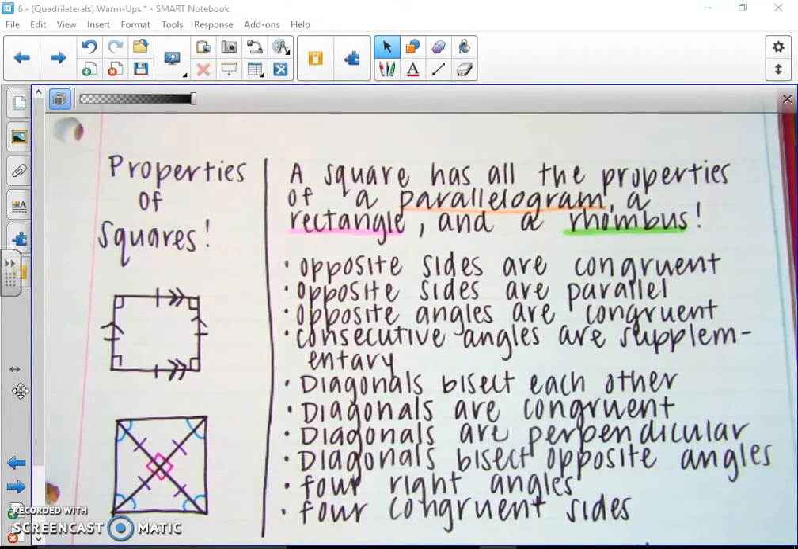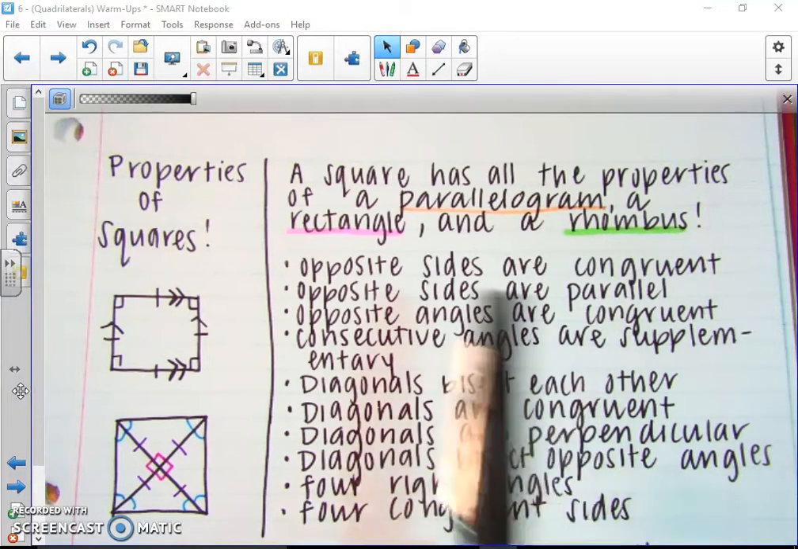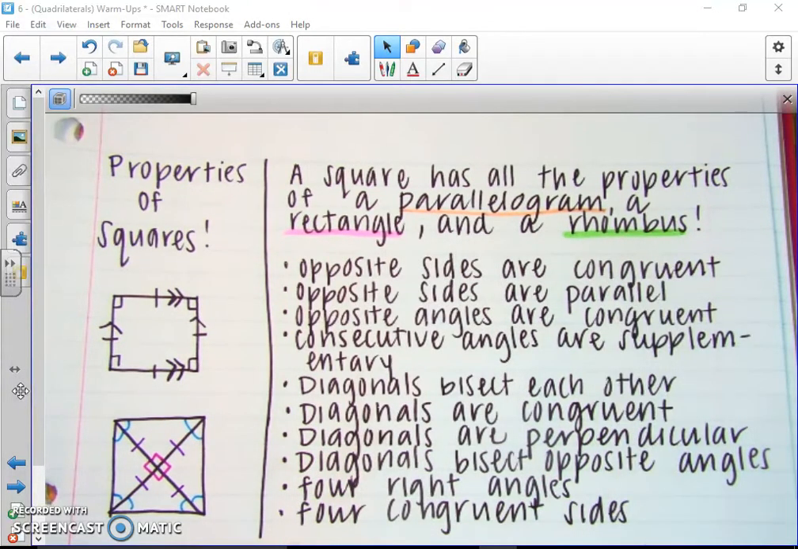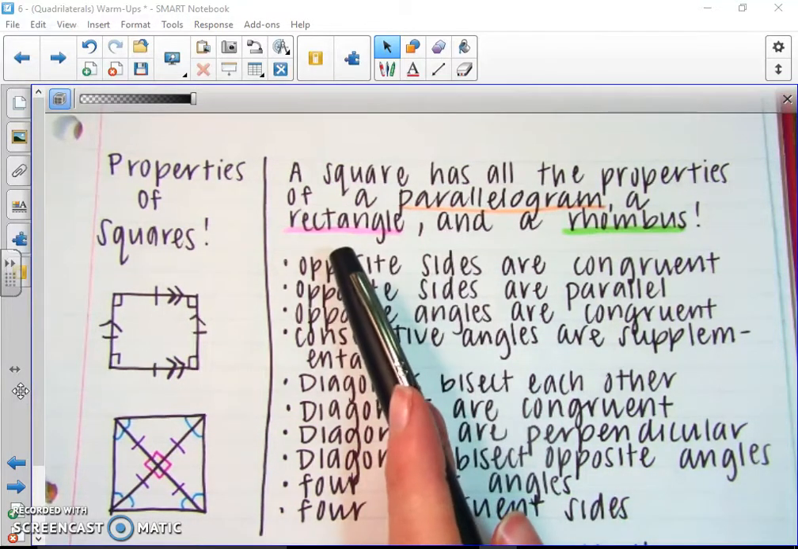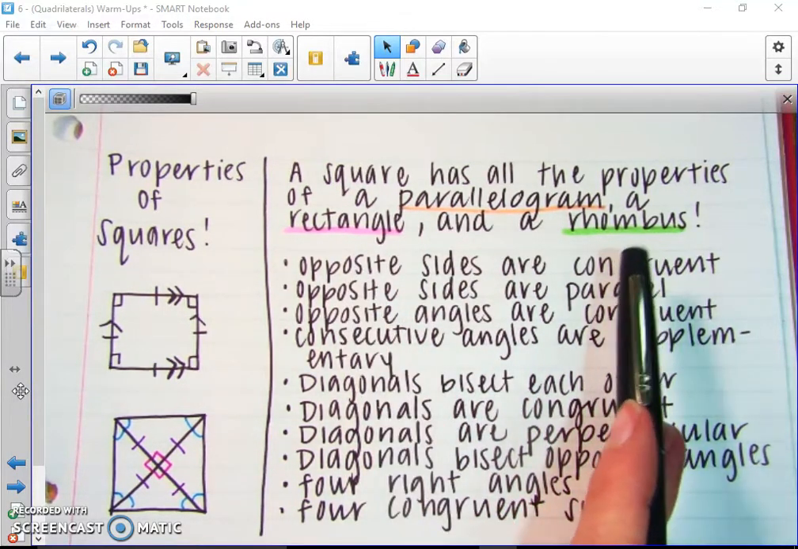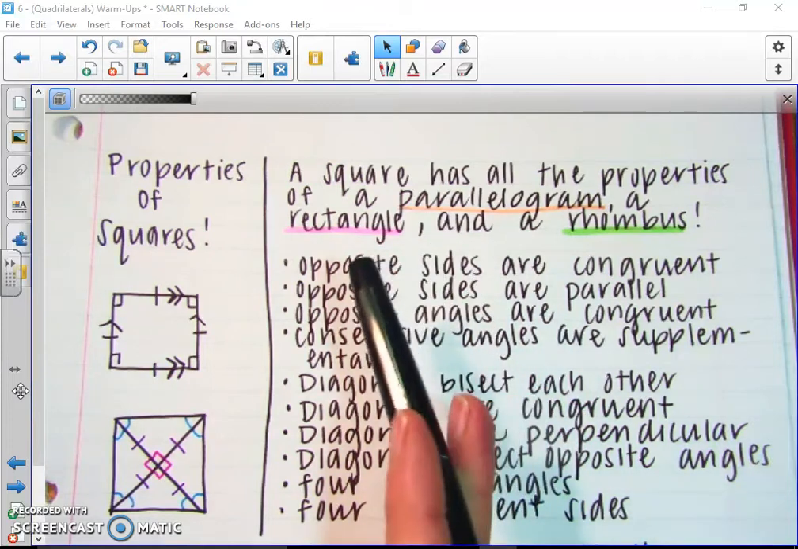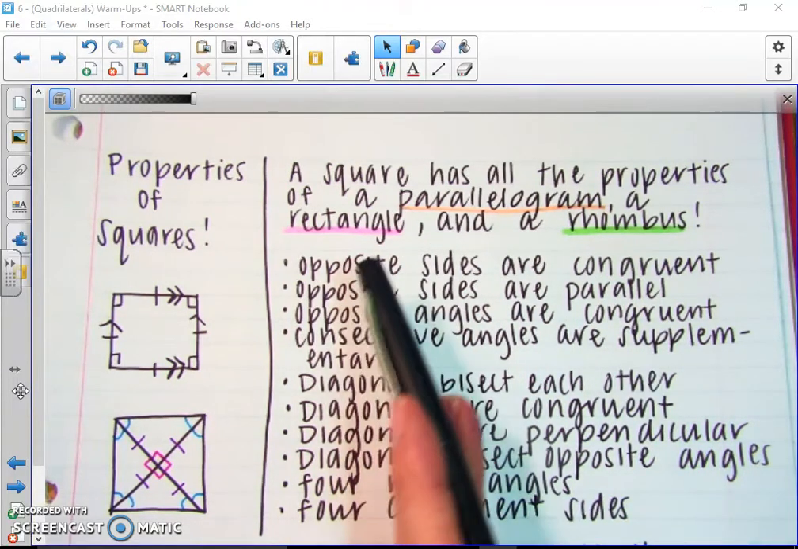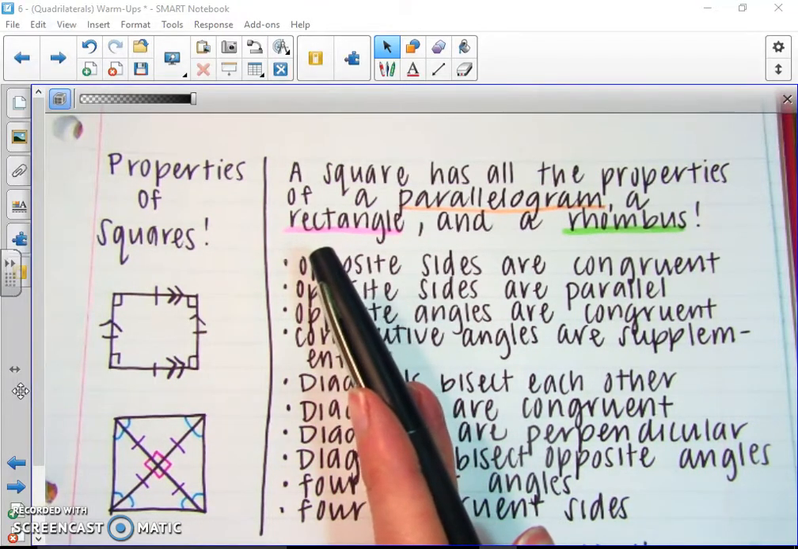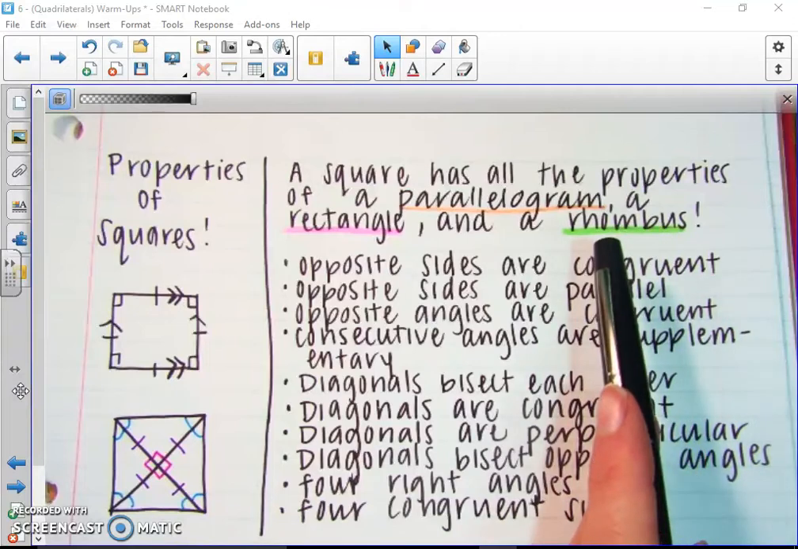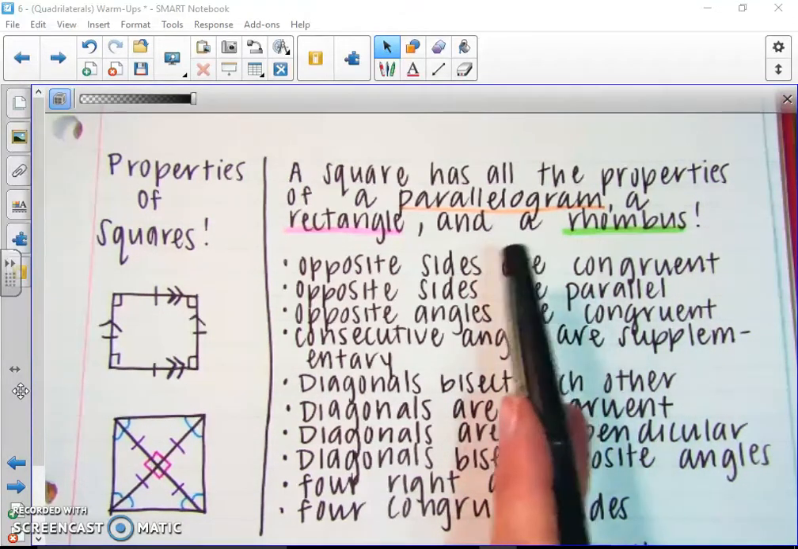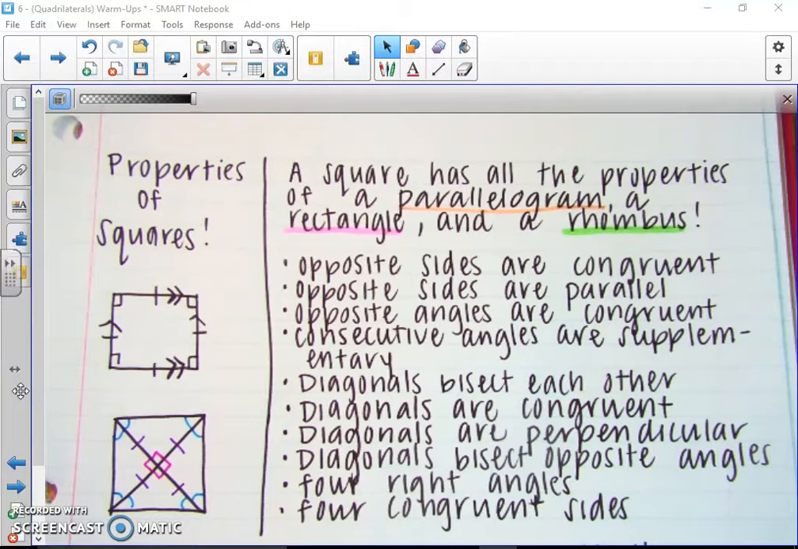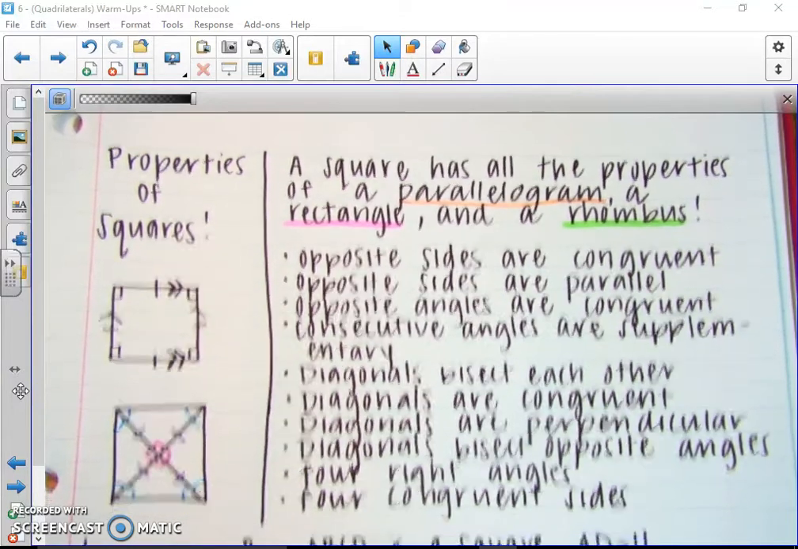So a square has all of the properties of parallelograms, rectangles, and rhombi. In case you haven't figured it out yet, a square is a parallelogram, it is a rectangle, and it is a rhombus. It's a very special version of each one of these. So it's a rectangle that has 4 of the same sides. It's a rhombus that has 4 right angles, and it's a parallelogram that has 4 congruent sides and 4 right angles. So it's a specific version of each of those.